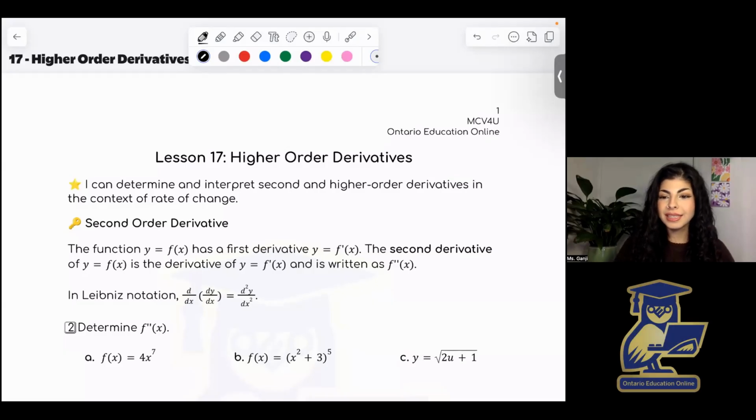Hello and welcome to Lesson 17, our very last lesson for Unit 2 on derivatives. Today we are learning about higher order derivatives.